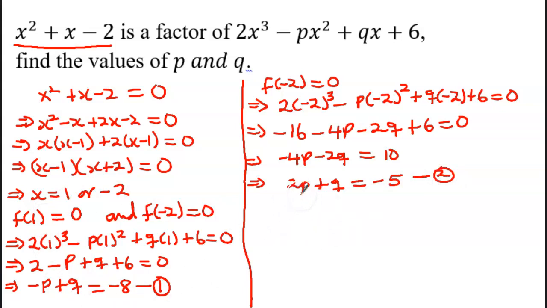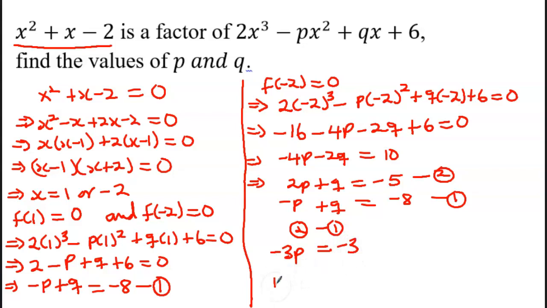And then, so we have minus p plus q is equal to minus 8, equation 1. So let's use elimination method. Equation 2 minus equation 1. We have minus 3p is equal to minus 8 minus minus 5. So we get minus 3. So our p becomes 1.